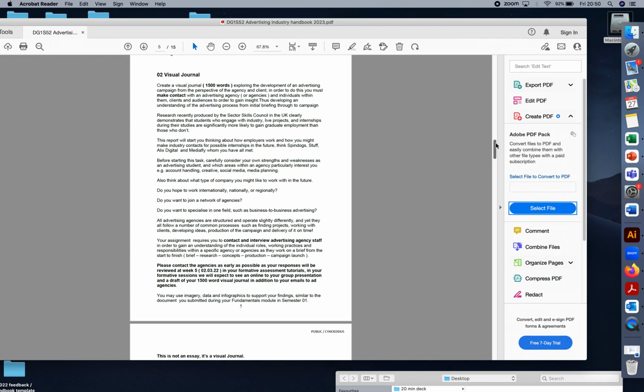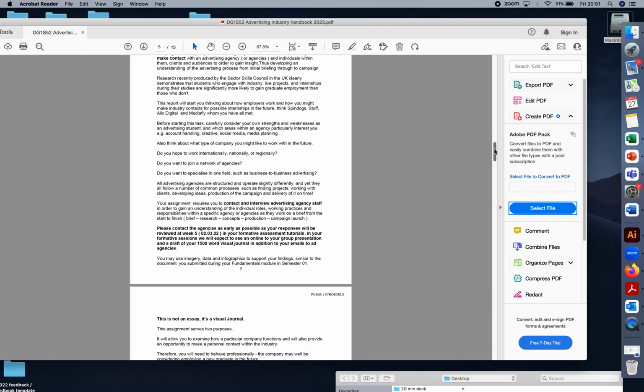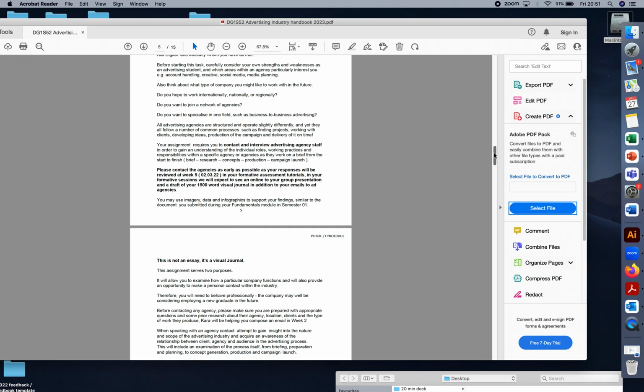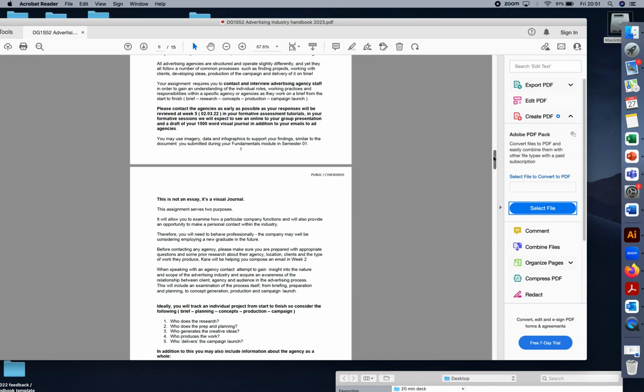Don't just contact one person and wait for a reply. We would rather you just contact loads of people. We can help you with the people if you want, or obviously you can search your own people through social media, LinkedIn, etc. And then we want you to interview them and ask them some questions, and then obviously feed that into your visual journal. So, as I said, this is a visual journal. Again, like you did last time, it's not an essay, so make sure you've got visual supportive elements.